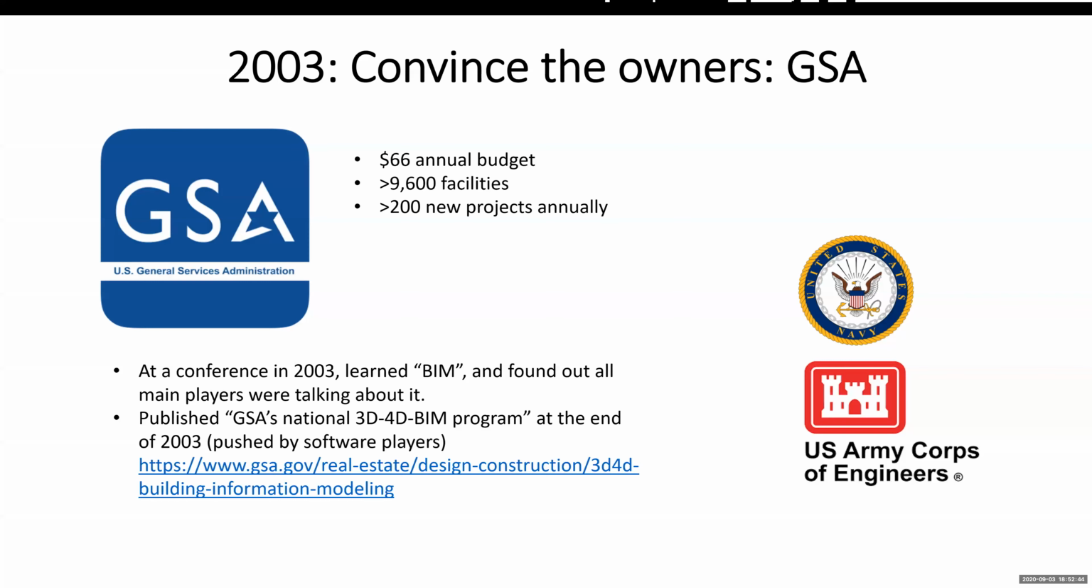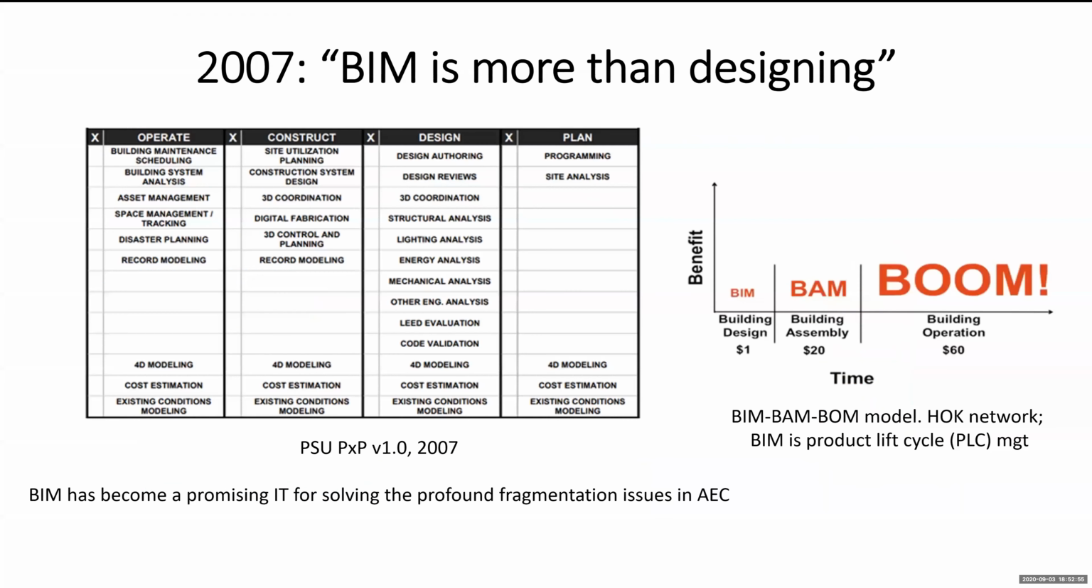So all the owners started to kick in. And then what happened? General contractors had to use BIM. That's when everybody started to buy Revit. That's how the story happened.